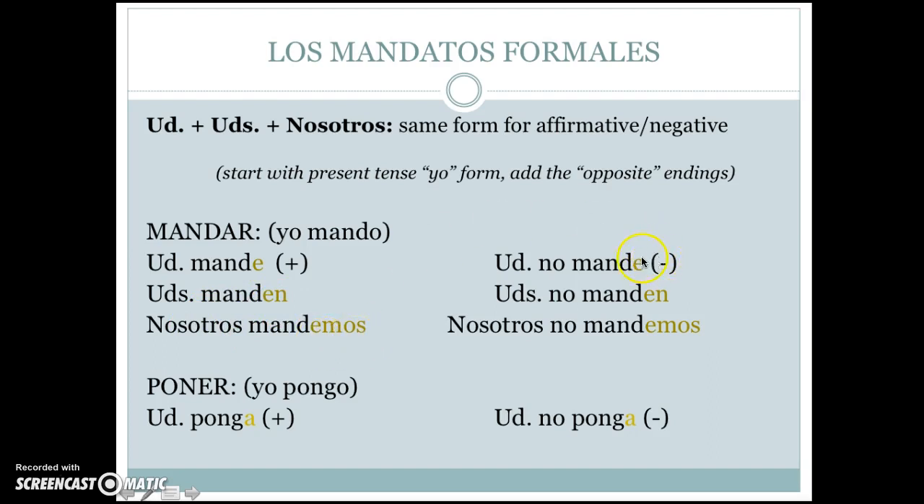If it's negative, it's exactly the same, except you're going to have a no. No mande, no manden, no mandemos. For a verb like poner, where you have the irregular yo present tense form, that's going to be your base. That's why we start with that. If there's an irregularity in the yo present tense, then you need to use it for your commands. For poner, it's an ER verb, so you're going to put an A at the end. If it's affirmative, ponga, negative, exactly the same, no ponga.